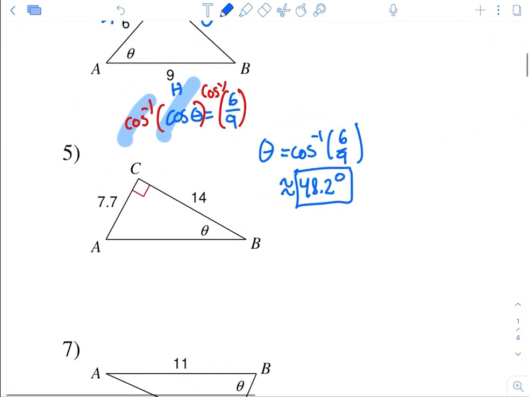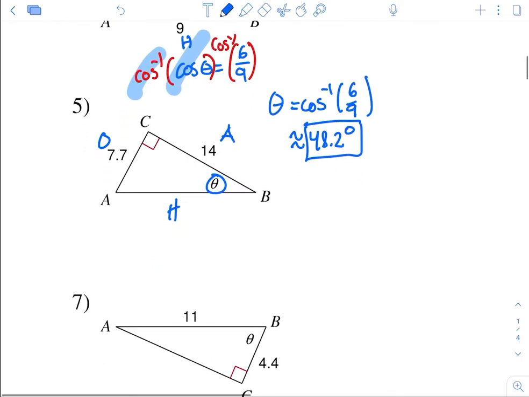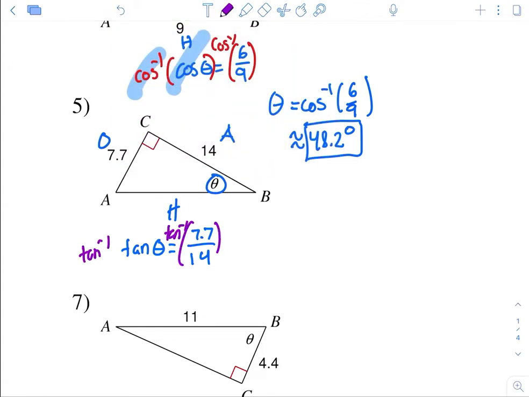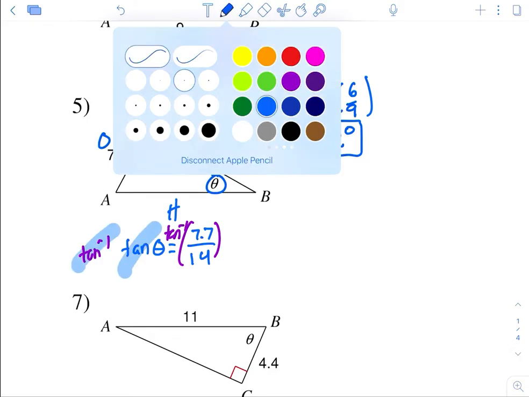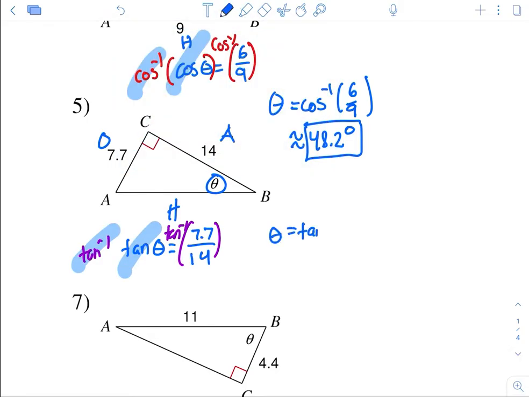Okay, number 5. From the perspective of this angle, this side is opposite, adjacent, hypotenuse. You're going to be using O and A, which is tangent again. So tangent of theta is equal to 7.7 over 14. Take the tan inverse to both sides. These cancel. Theta is equal to tan inverse of 7.7 over 14, which roughly comes out to be 7.7 divided by 14, 28.8 degrees.